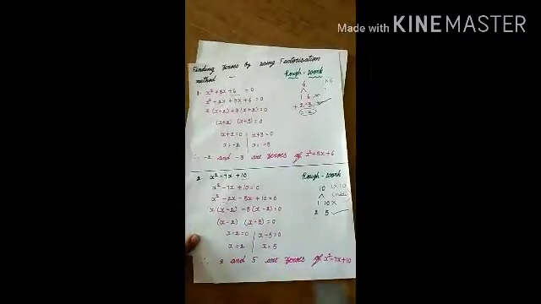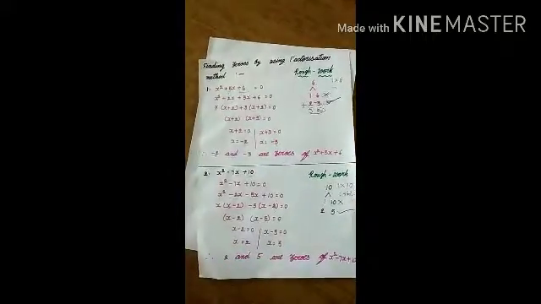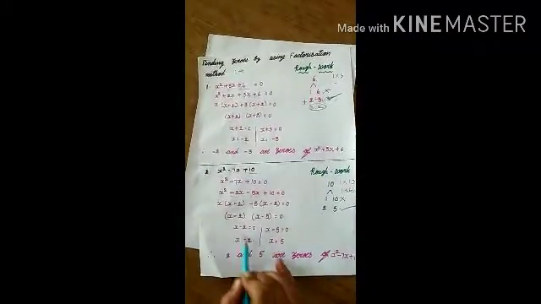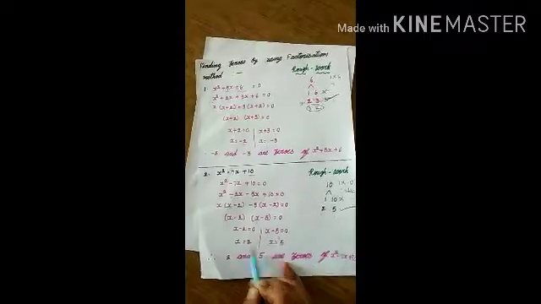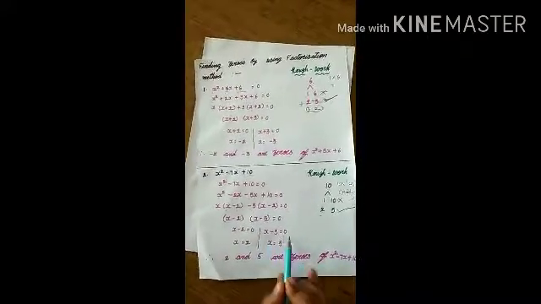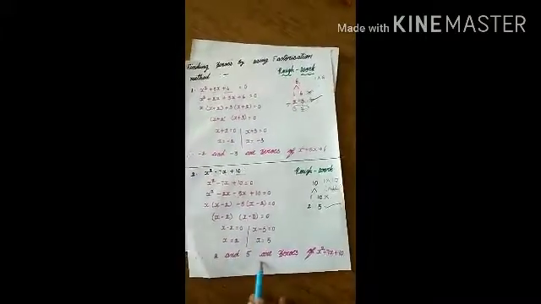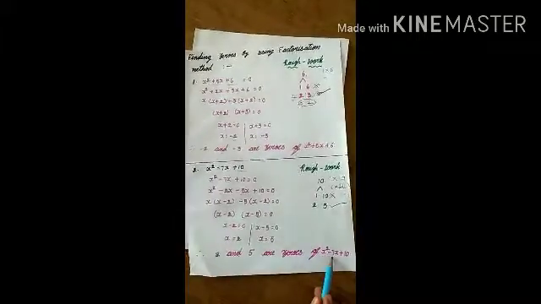So we know this process. x minus 2 is equal to 0, x minus 5 is equal to 0. If you transfer minus 2, you will get x is equal to 2, and if we transfer minus 5 to that side, x is equal to 5. 2 and 5 are the zeros of x square minus 7x plus 10.